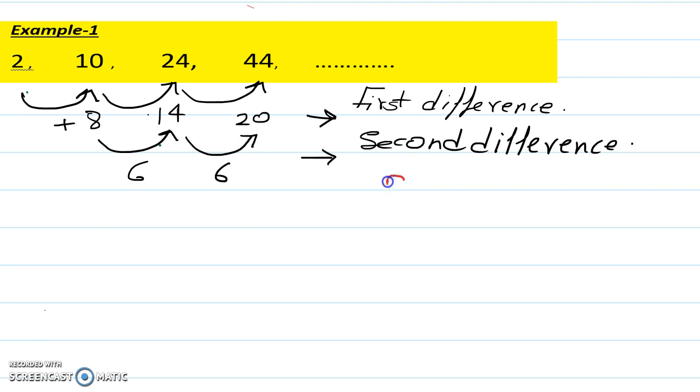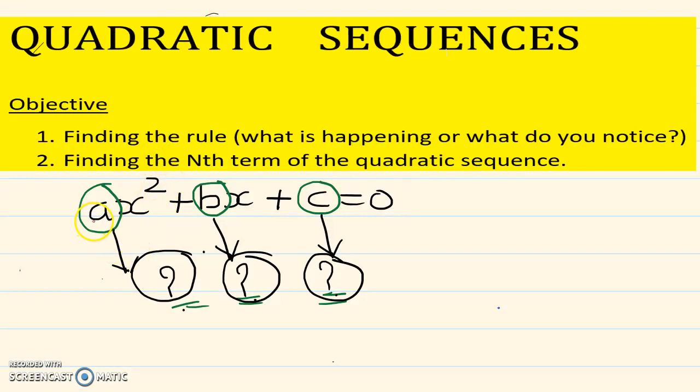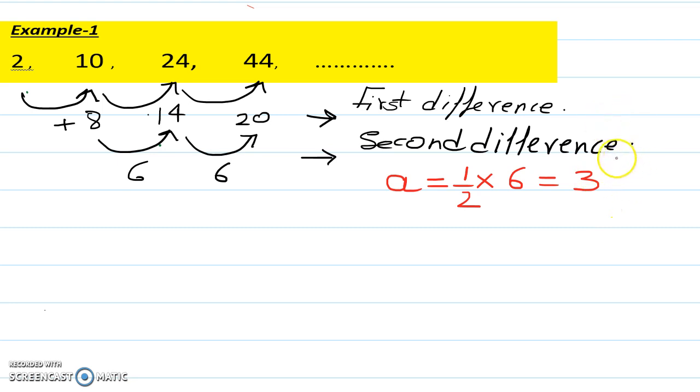Let's write down a. a is half of the second difference. The second difference is 6, so half of it is 3. So we got a is 3, which is the coefficient of x². So finally we write 3x², because the coefficient of x² is a.